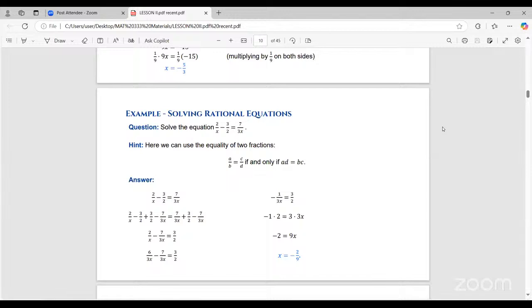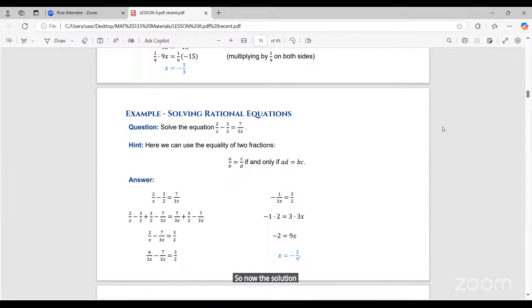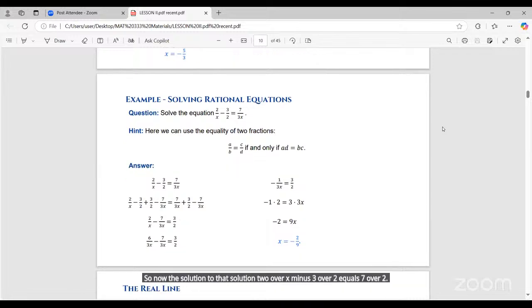Here are some hints which we use to solve the equations. We have a over b equal to c over d if and only if ad is equal to bc.